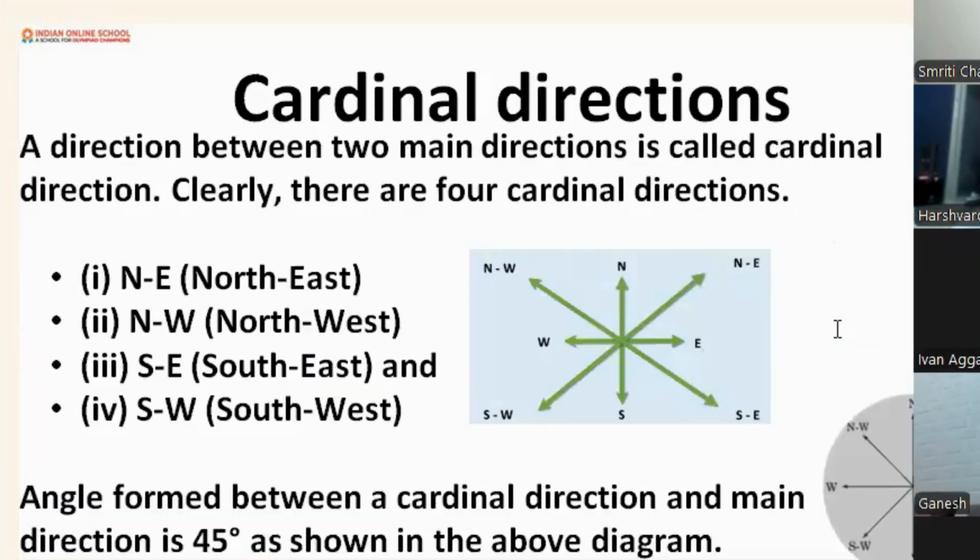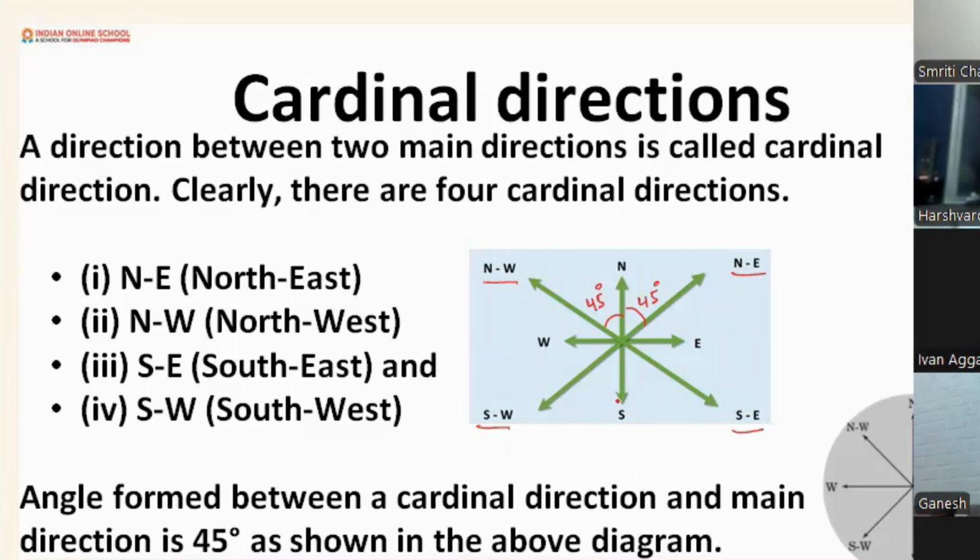So these 4 directions are known as what? These 4 directions are known as cardinal directions. Got it, everybody? So we have 4 main directions and 4 cardinal directions. The 4 main directions are north, east, west, south, and the 4 cardinal directions are northeast, northwest, southwest, southeast. And the angle formed by these cardinal directions is going to be what? 45 degrees, which means half of 90 degrees. Understood till here, everybody? Anybody having any doubt?